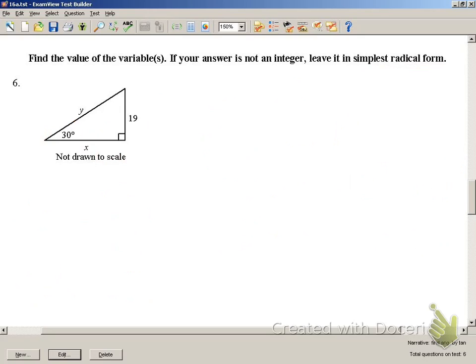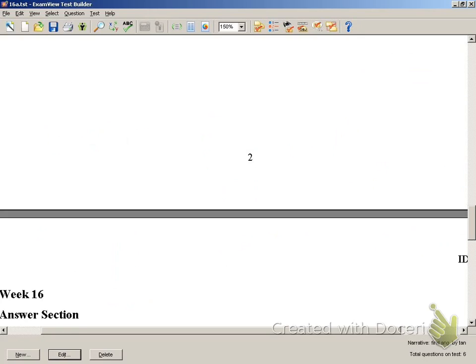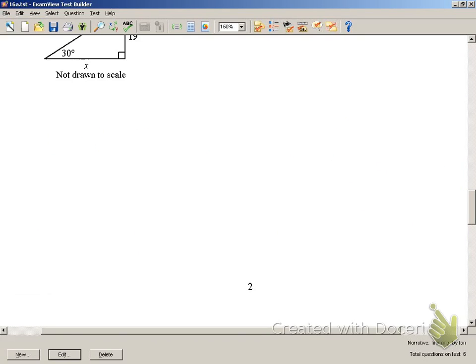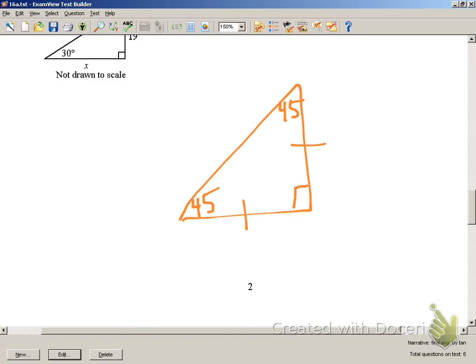Now, while we're here, let's talk about 45, 45, 90 real quick, because number 6 will be a mix and match. Meaning that all this week you could have a 45, 45, 90 or a 30, 60, 90 problem. 45, 45, 90 is an isosceles right triangle. That means that you have 2 legs that are the same measure, and then you have the hypotenuse.